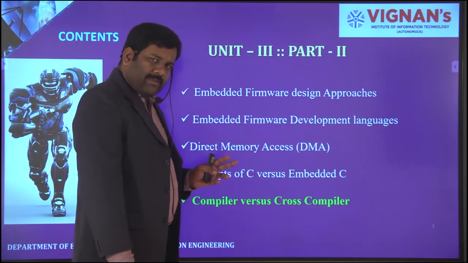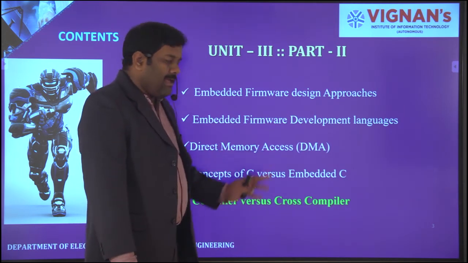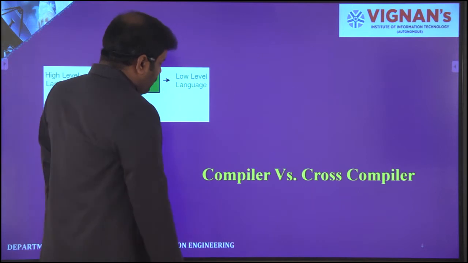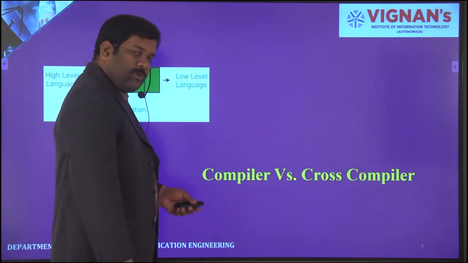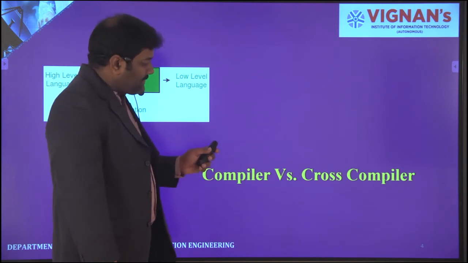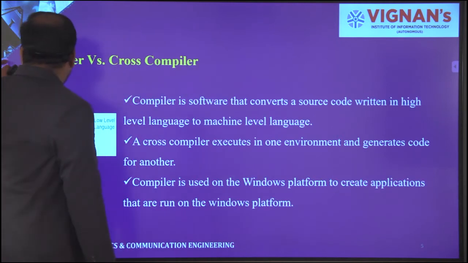I have two compilers. One compiler supports C programming and one more compiler supports embedded C programming. Have a look. What is a compiler and what is a cross compiler, how the statements are executed in a compiler and in a cross compiler, and what are the basic principles between these compilers and cross compilers.